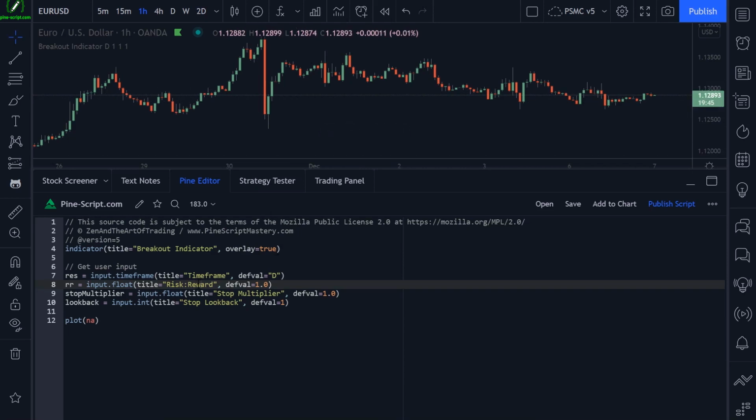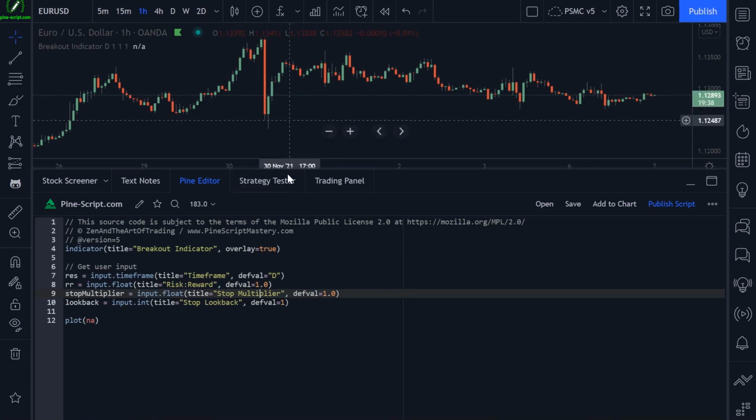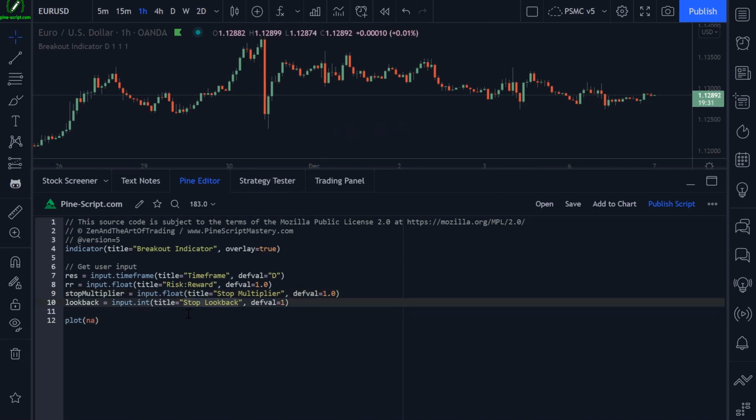So this will influence our take profit distance from our entry. Then we have our stop multiplier, which will influence how far our stop loss goes above or below our entry. And then we have our stop loss look back, which is how far to look back for swing lows and swing highs to base our stop loss on. By default, it's set to 1, so we're having very tight stops here. When we detect a breakout, we want our stop loss to be set below the current bar's low or the previous bar's low, based on whichever is lower, or higher in the case of a short breakout.